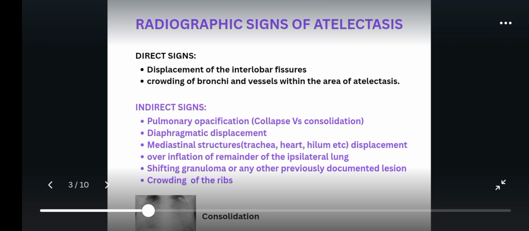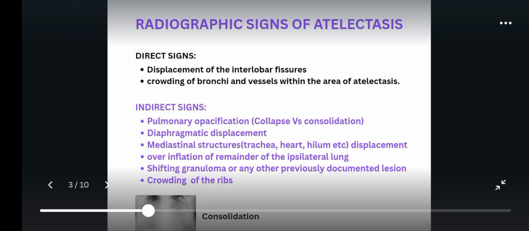Then shifting granuloma or any other previously documented lesion. The collapse always is associated with shift of structures towards the area of collapse. If there is a lesion that is already known and the location is known, then if we see a move or shift of this granuloma or lesion, then we should suspect collapse in the area it was or it is shifted to. Then crowding of the ribs because of the little area.